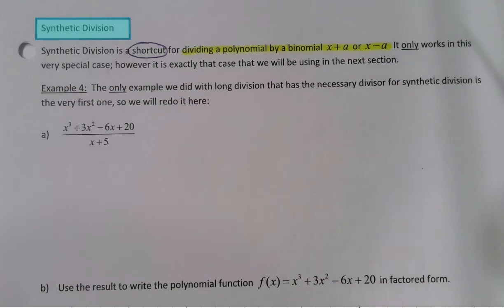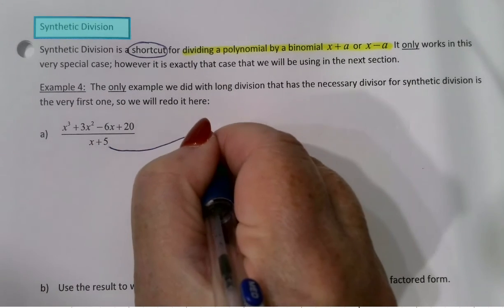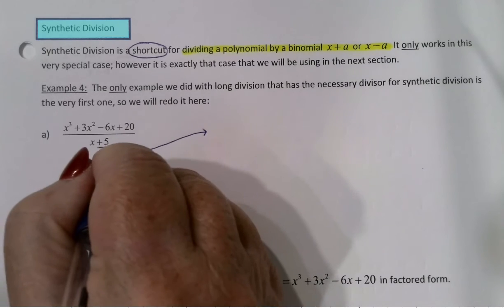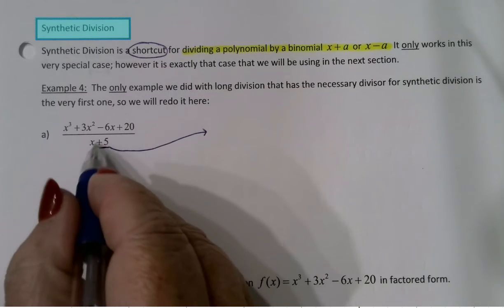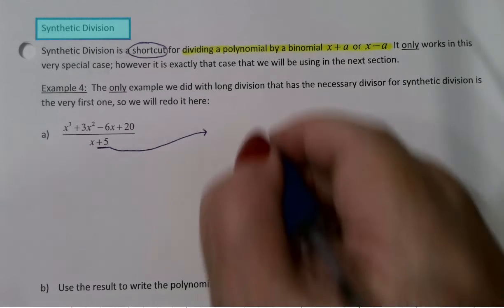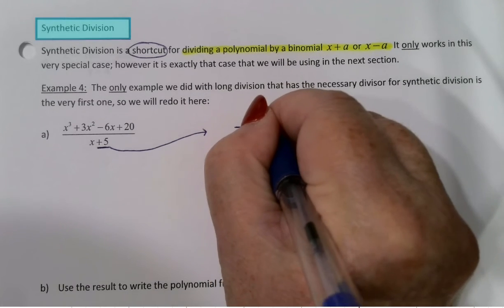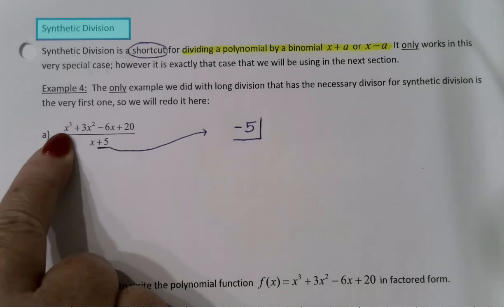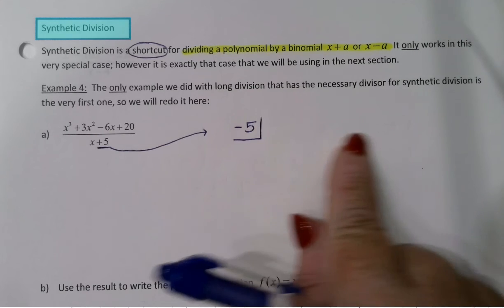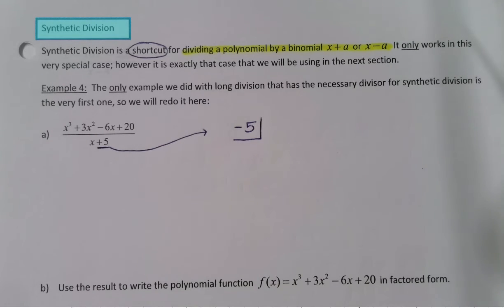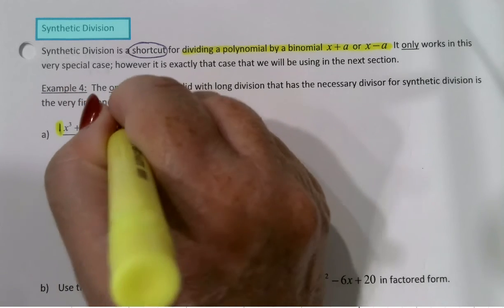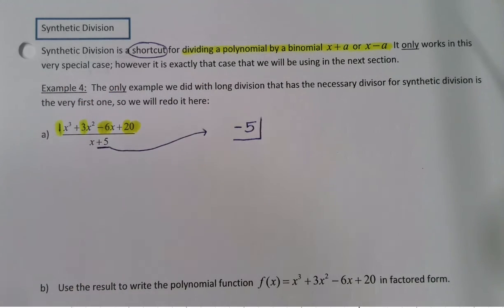Here's what it looks like. We take what we're dividing by, and again, it has to start with just a 1x. Whatever the value is here, in this case plus 5, you take the opposite. So I'm going to take minus 5. And then as far as the numerator is concerned, rather than writing out that whole polynomial, I'm just going to write out the coefficients. The 1, 3, -6, and 20.